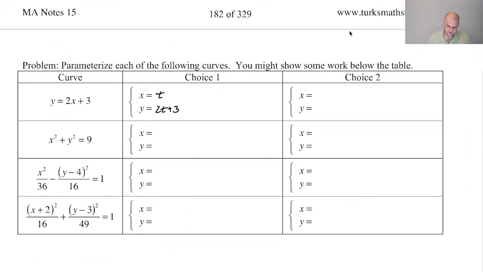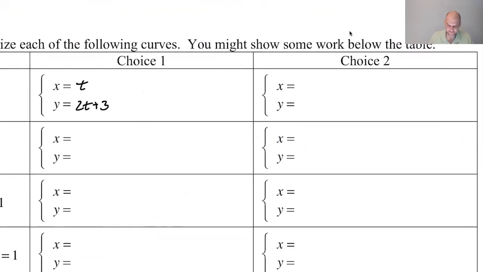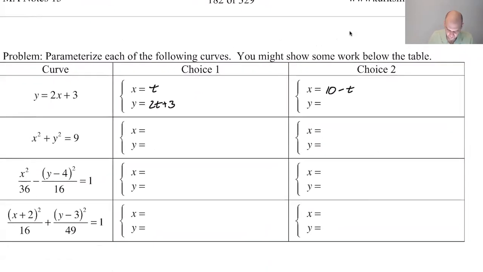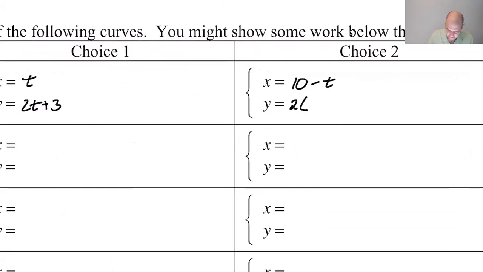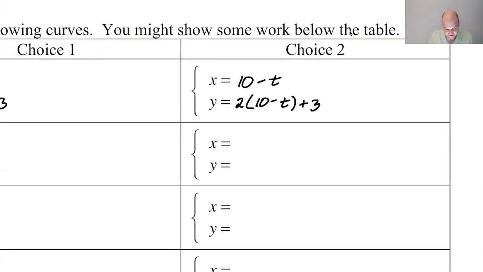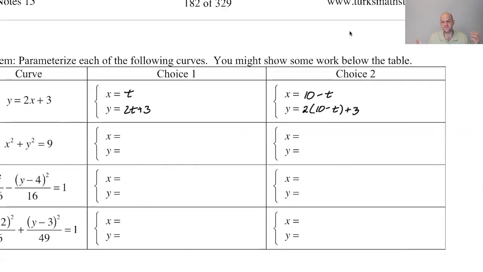What I want to do for choice number 2 is a little different. I'm going to say x is 10 minus t. Then y is going to be 2 times 10 minus t, plus 3. Now t could still be any real value, but as t increases, x decreases. Because if t is 0, we get 10. If t is 1, we get 9. If t is 2, we get 8. And so on. So as t increases, x decreases, which means you're actually moving to the left.